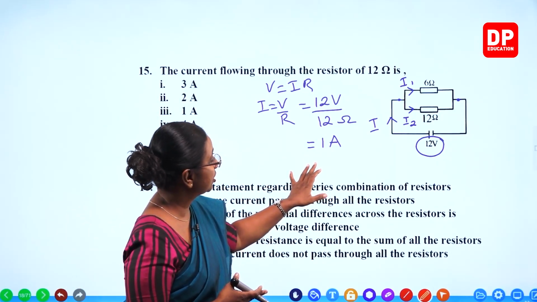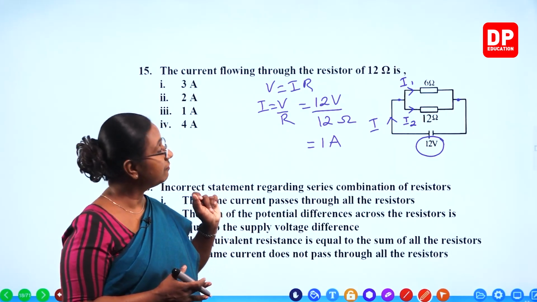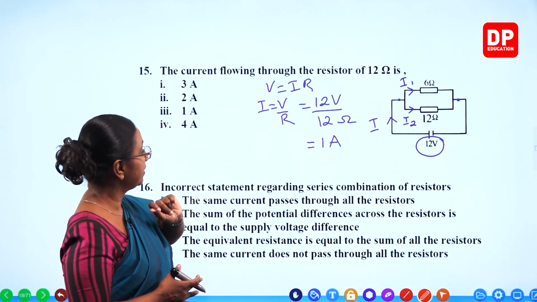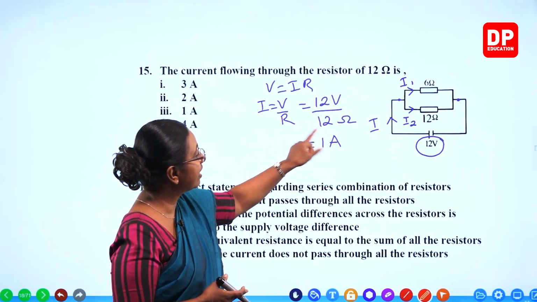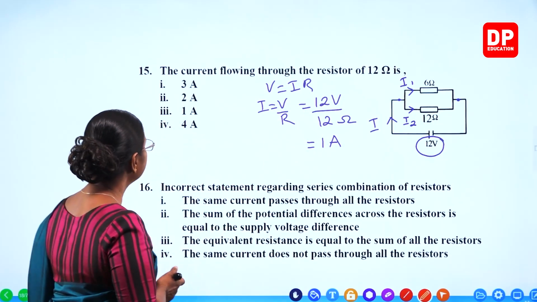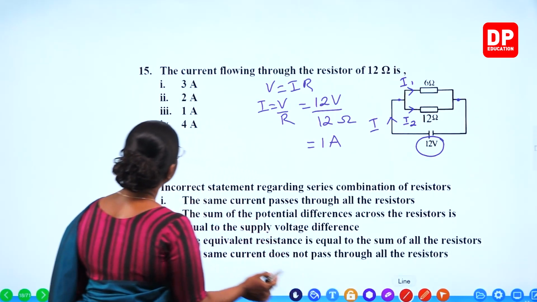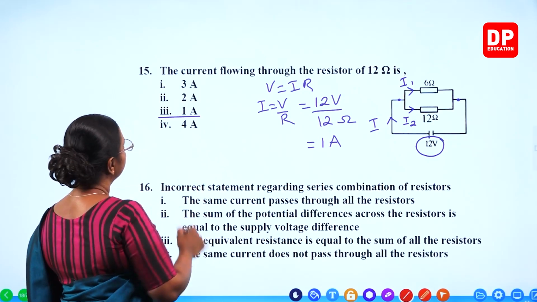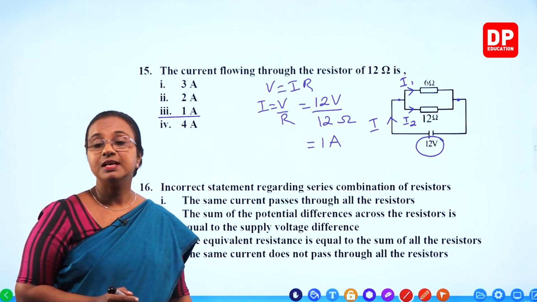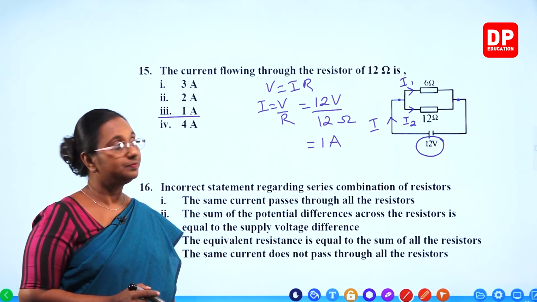But for this question, we need to find the current flowing through the 12 ohm resistor. So I equals V over R, 12 volt divided by 12 ohm, 1 ampere. So the answer is going to be 3 ampere, 2 ampere, 1 ampere, 4 ampere. So 1 ampere is the answer.